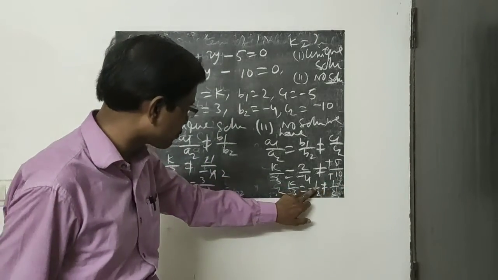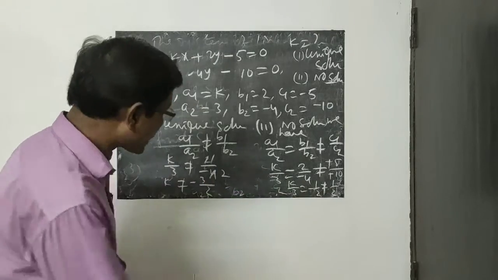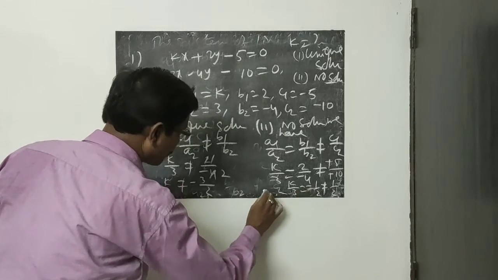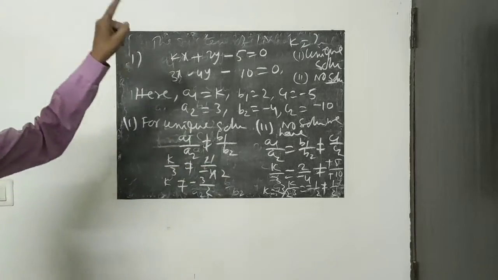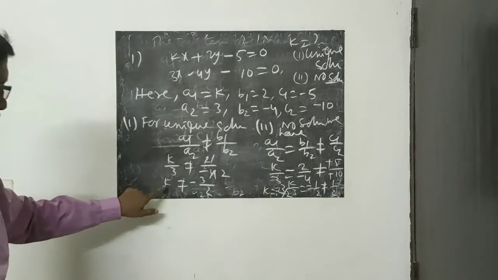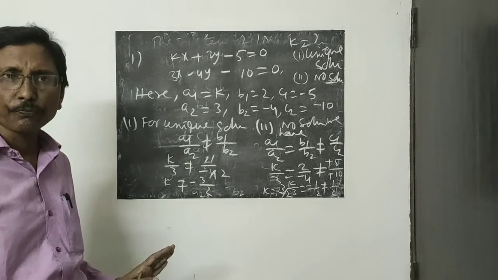Already minus 1 by 2 and 1 by 2 are not equal, so this condition is satisfied. But this one, k by 3 equal to minus 1 by 2. So that will be what? k equal to minus 3 by 2. So for no solution, k should be minus 3 by 2, or for unique solution, k should not be minus 3 by 2.